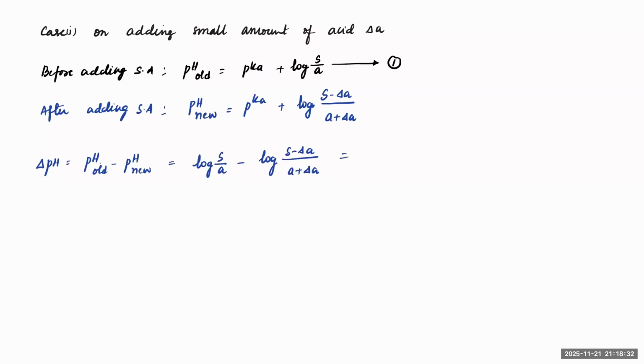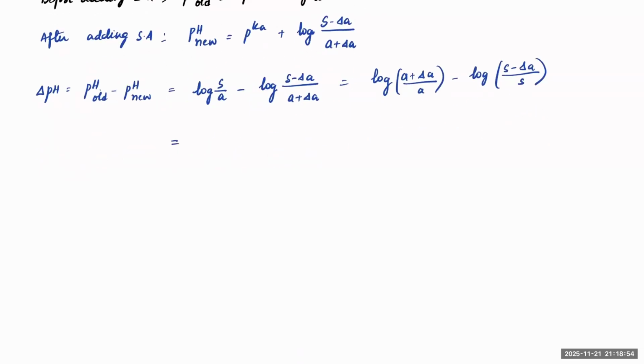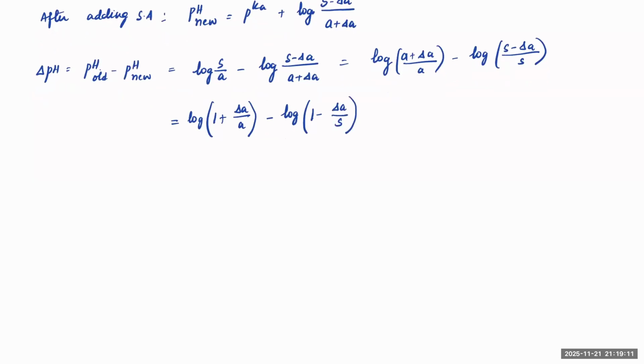Now can I write the same thing this way? Log of A plus delta A by A minus log of S minus delta A by S. All I'm doing is bringing this part here and this part here, so there is no harm in writing like that. Now what we have here is log of 1 plus delta A by A minus log of 1 minus delta A by S.